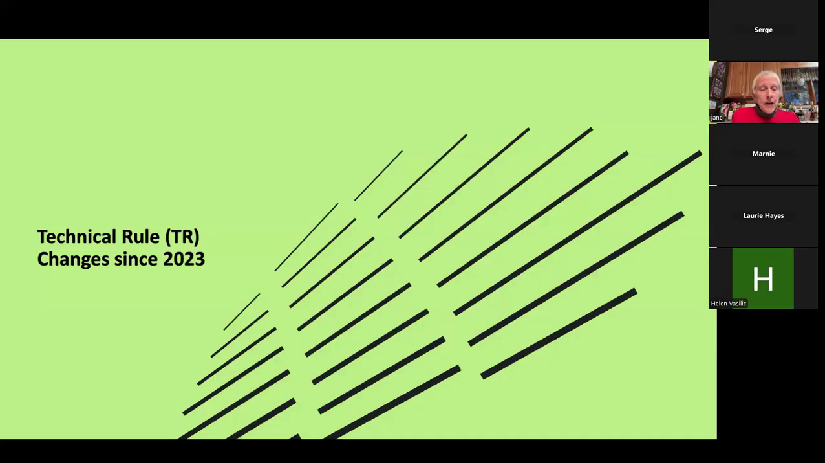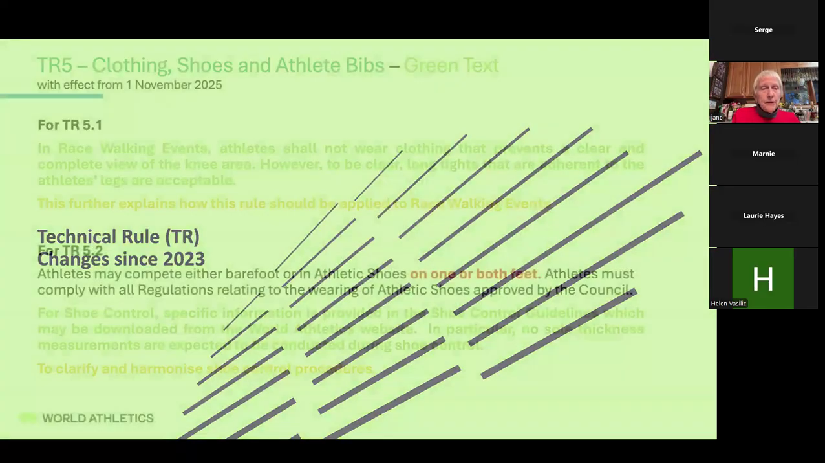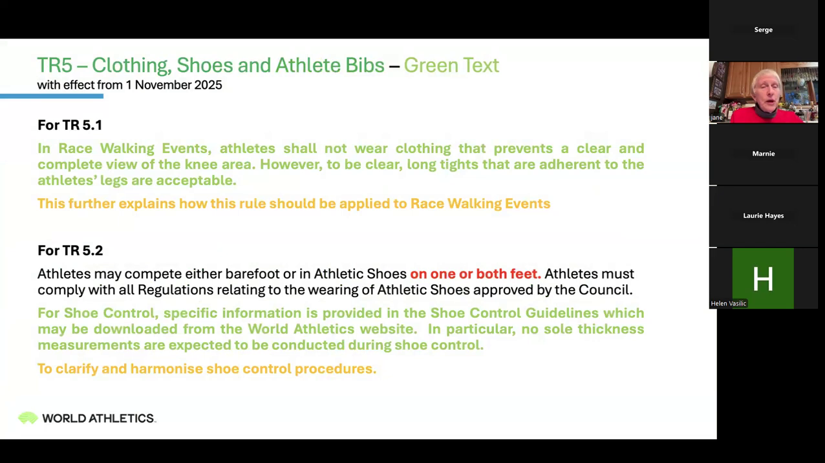Now we're moving on to the technical rules, the meat of the rule book. The first one has to do with TR5, which deals with clothing, shoes, and athletes' bibs. It's simply an addition to the green text.